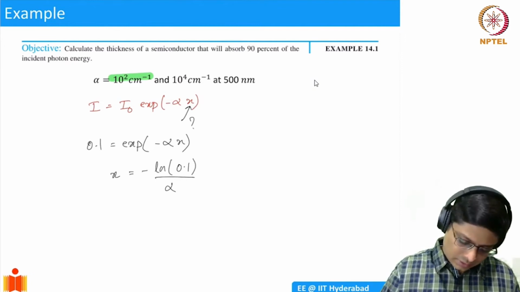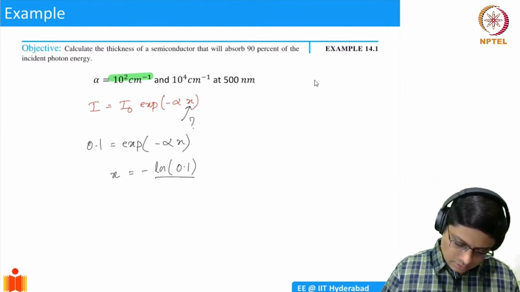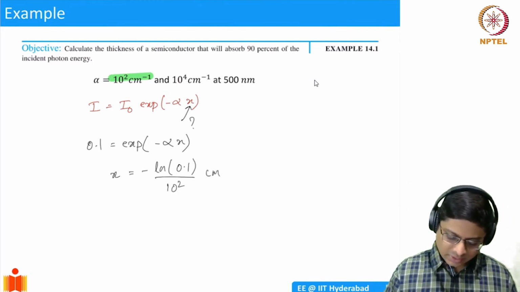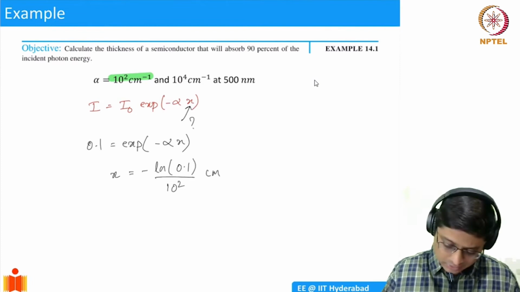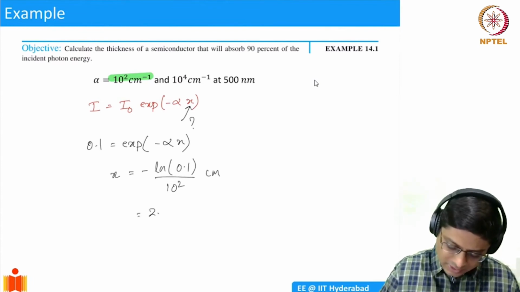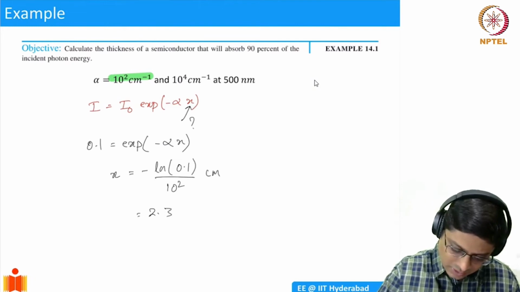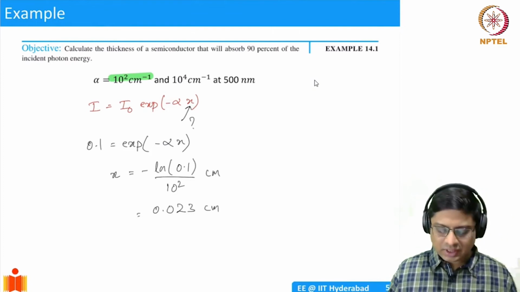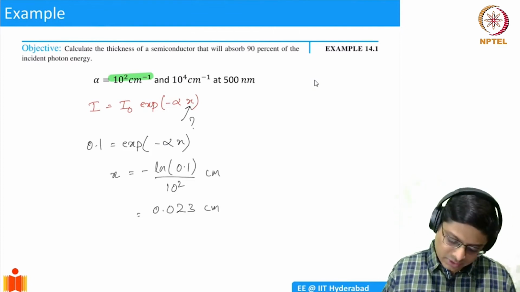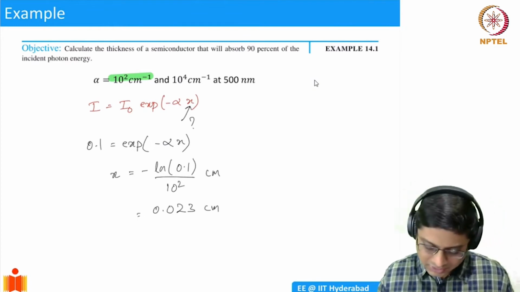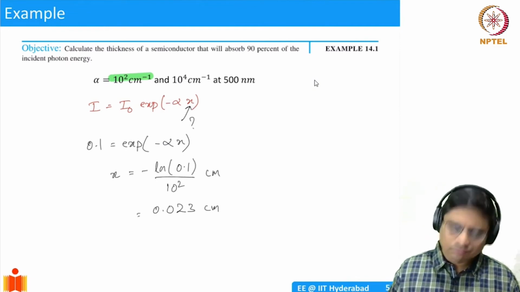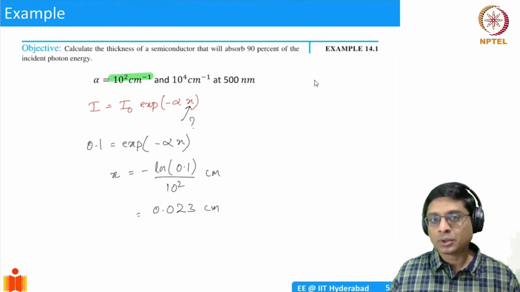So alpha is, rather, 10 power 2 here, right? This is going to be centimeters, x in centimeters. So this is going to be ln of 0.1, which I think is minus 2.3. So this will be equal to 2.3, the minus will cancel out, 2.3 divided by 10 square. So that is going to be 0.023 centimeters. This is the thickness. So in other words, this is 0.023 centimeters, okay, 0.2 millimeters.